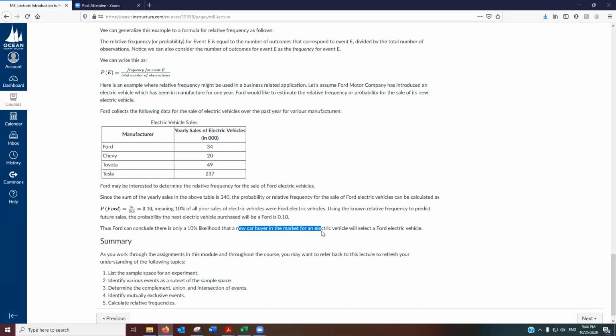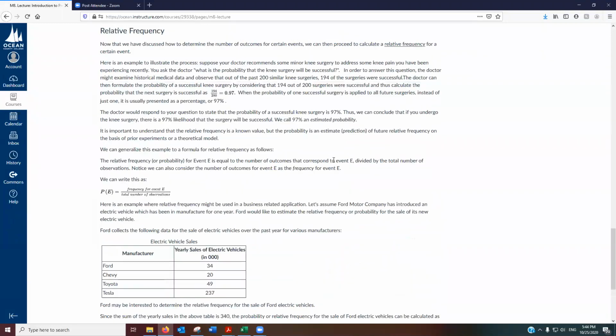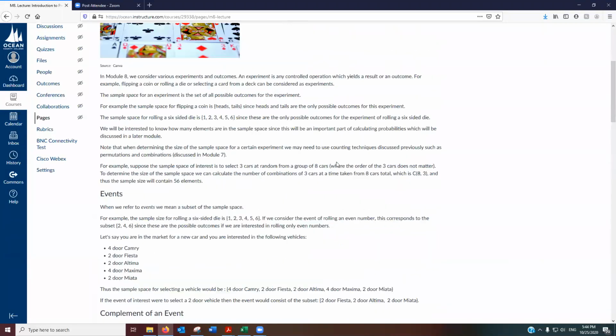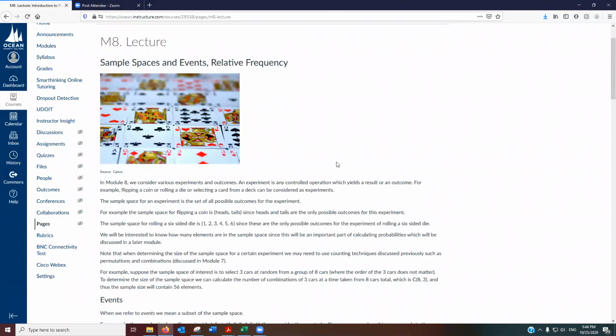All right, so let's go ahead and do some WebAssign examples from this Module 8. And there's going to be a couple of different kinds of problems. You'll see there'll be ones that ask you to count up the number of events in a sample space. There'll be other problems that ask you to calculate relative frequencies. So let's go to WebAssign. Bear with me a second.